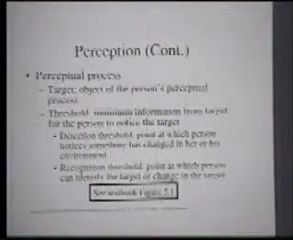Now, 2 thresholds are operating on us. One is the detection threshold, which is you notice that something has changed in your environment. And the next one is the recognition threshold, the point at which you can identify the target of change.